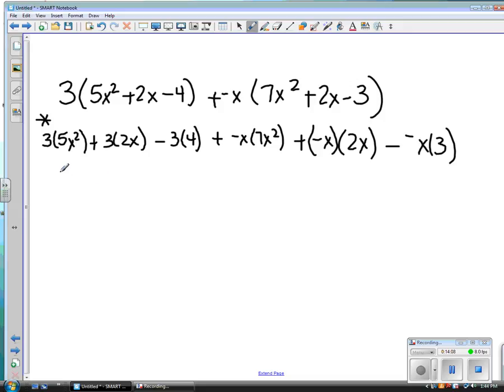Let's go through and multiply. So we get 15x squared plus 6x minus 12. Now this looks like a negative, so I'm going to go ahead and write it with subtract. So minus 7x cubed. This is going to be a negative, so I'm going to write it as a minus 2x squared. And that looks like a plus 3x. You may have a question on what I did. I just multiplied each monomial. Yes, Lincoln.